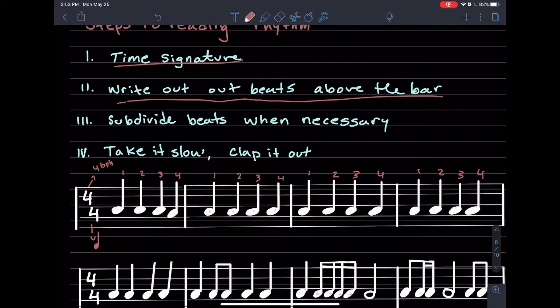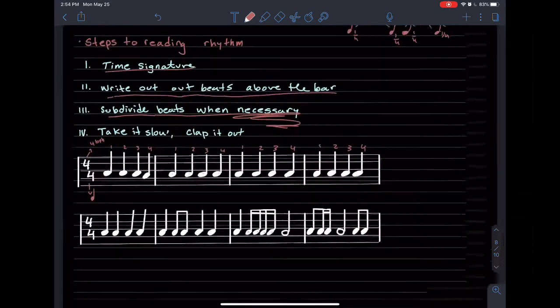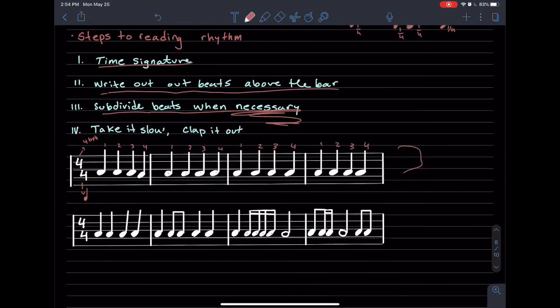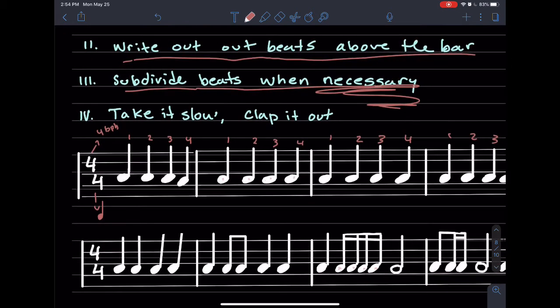So notice how the next step, step 3, is to subdivide the beats when necessary. That's the key, when necessary. This first line of music here, it was not necessary to subdivide because no subdivisions occurred.